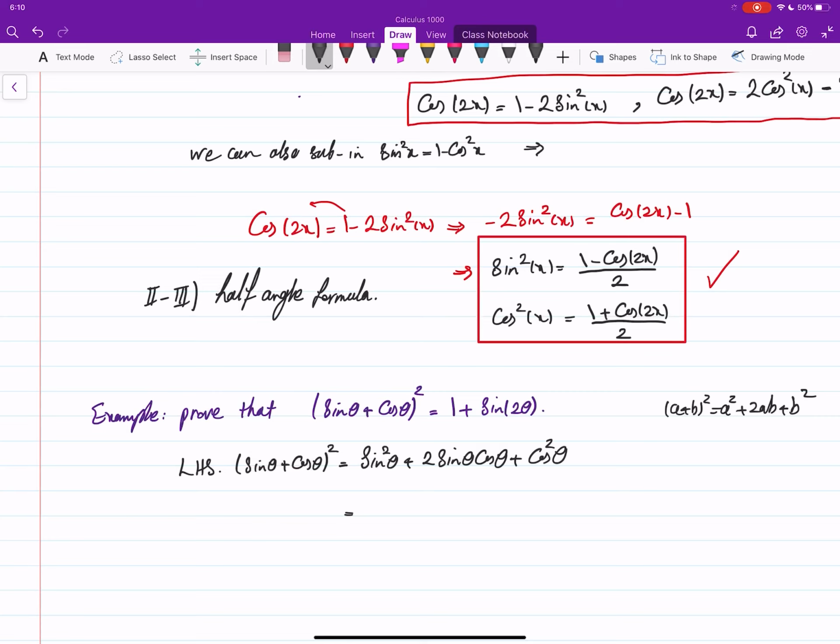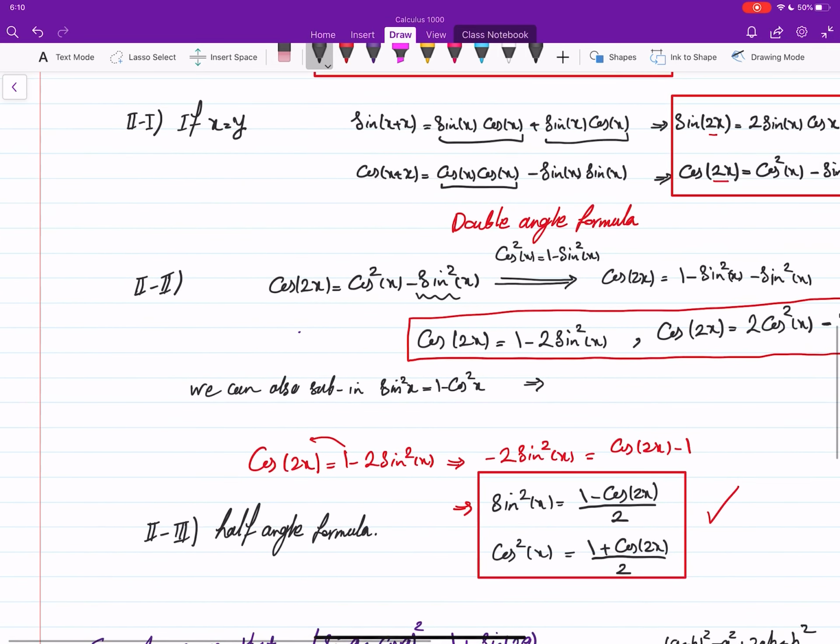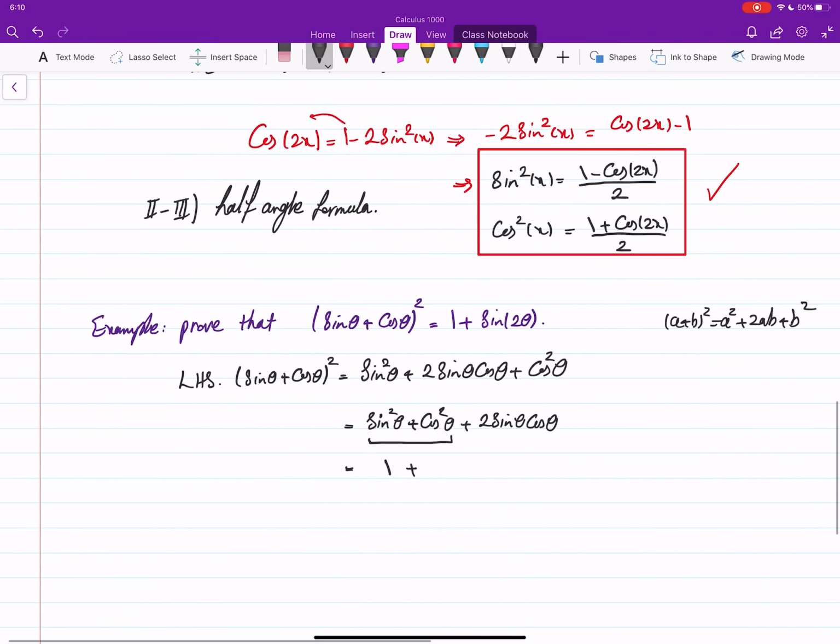And then I can rearrange these things. I can write sine squared theta plus cosine squared theta plus 2 sine theta cosine theta. Sine squared plus cosine squared is always equal to 1, and 2 sine theta cosine theta, this is the double angle formula. So let me just show you here. 2 sine x cosine x is equal to sine 2x, and that gives me sine of 2 theta, and this is the right hand side. So we have proven this to be true.